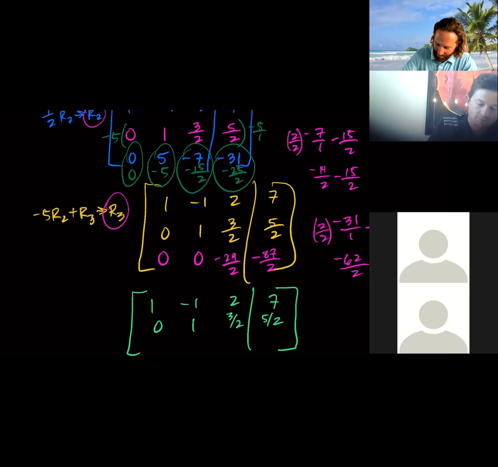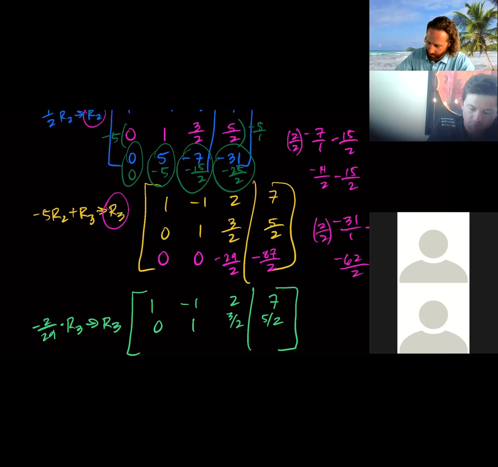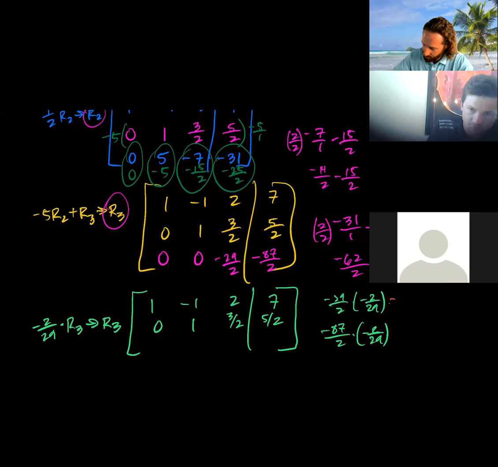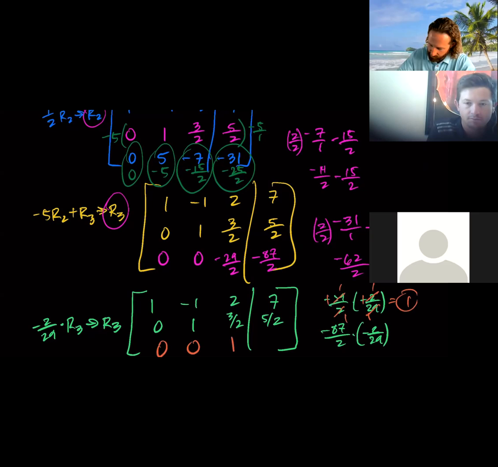So we will take negative 2 over 29 times row 3 to get a new row 3. If I take that negative 29 over 2 and multiply it by that negative 2 over 29 that Julian said, and that negative 87 over 2 and multiply by that, that will finally give me what we wanted, which is positive 2. All of that cancels out, which is why we did what we did. So we get our 0, 0. That becomes a 1. And then this last one here, positive as well.